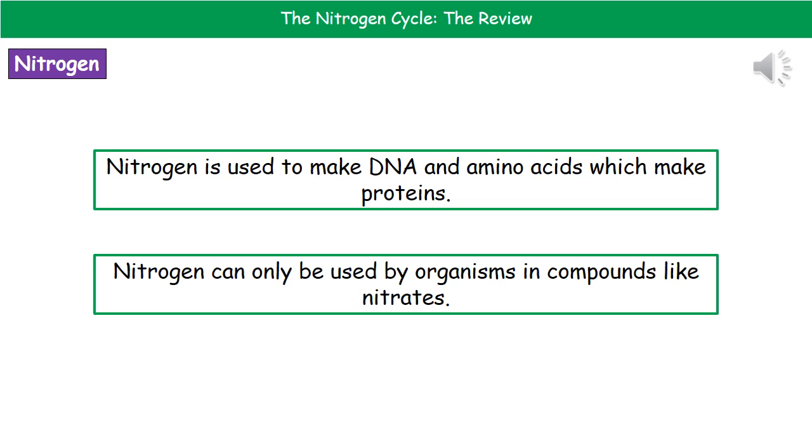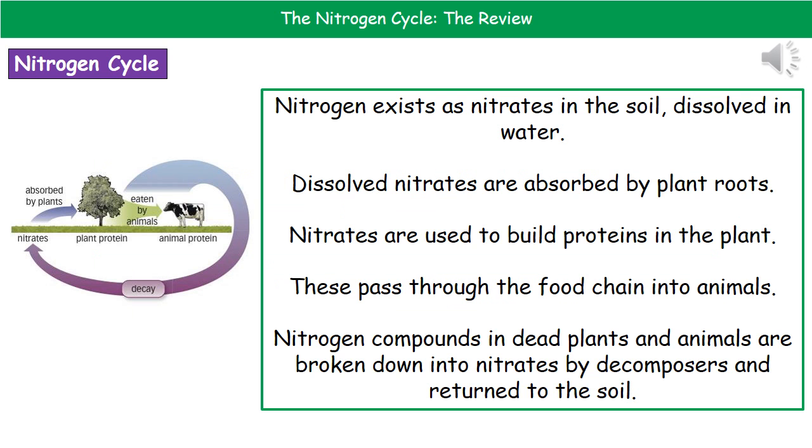Those amino acids are important because we need amino acids to make proteins. What we find though is that even though 78% of the air that we breathe in every single day is nitrogen, we can't actually use that. We can only use nitrogen in the form of compounds like nitrates. When we're thinking about these nitrates, we find them in our soil, dissolved in water.